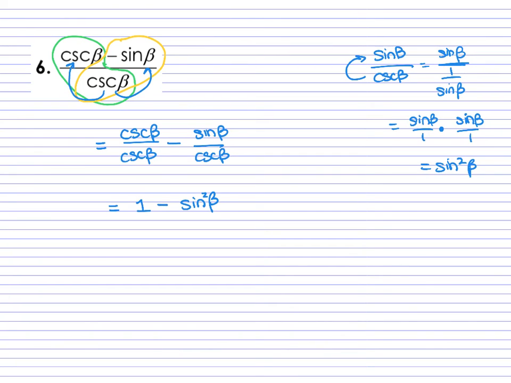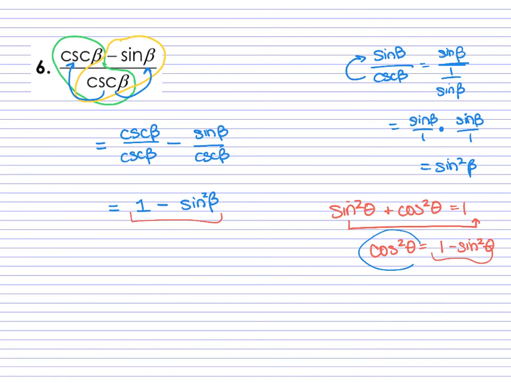If we go back to our trig identity, let me start the other way, sine squared of theta plus cosine squared of theta equals 1. Well, if I subtract sine squared of theta from both sides, I have that the cosine squared of theta equals 1 minus sine squared theta. This is exactly the same as what I have here. So instead of having the two terms, I can replace it with one. So I'm going to end up having that this whole thing is equal to the cosine squared of beta. And that's going to be my final, most simplified answer.